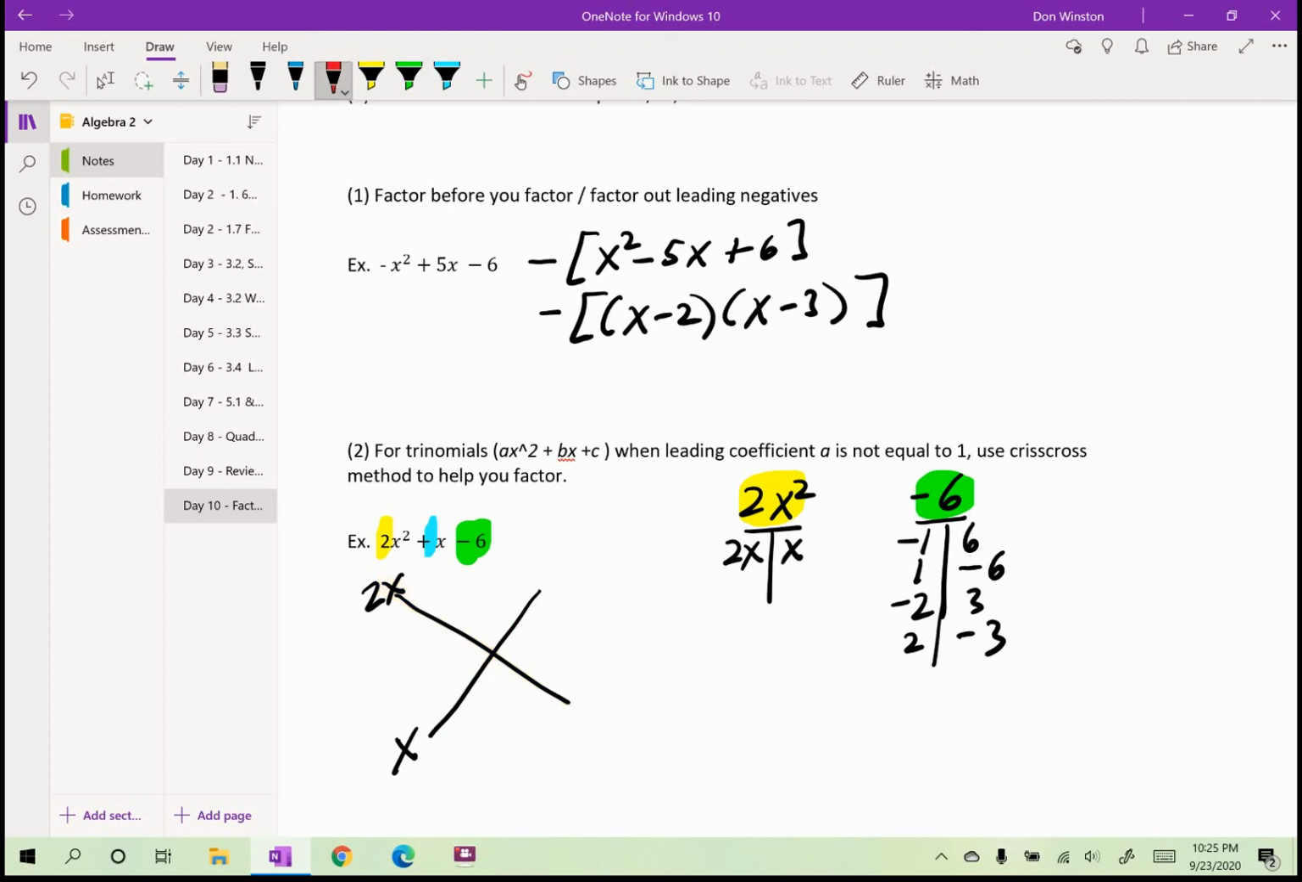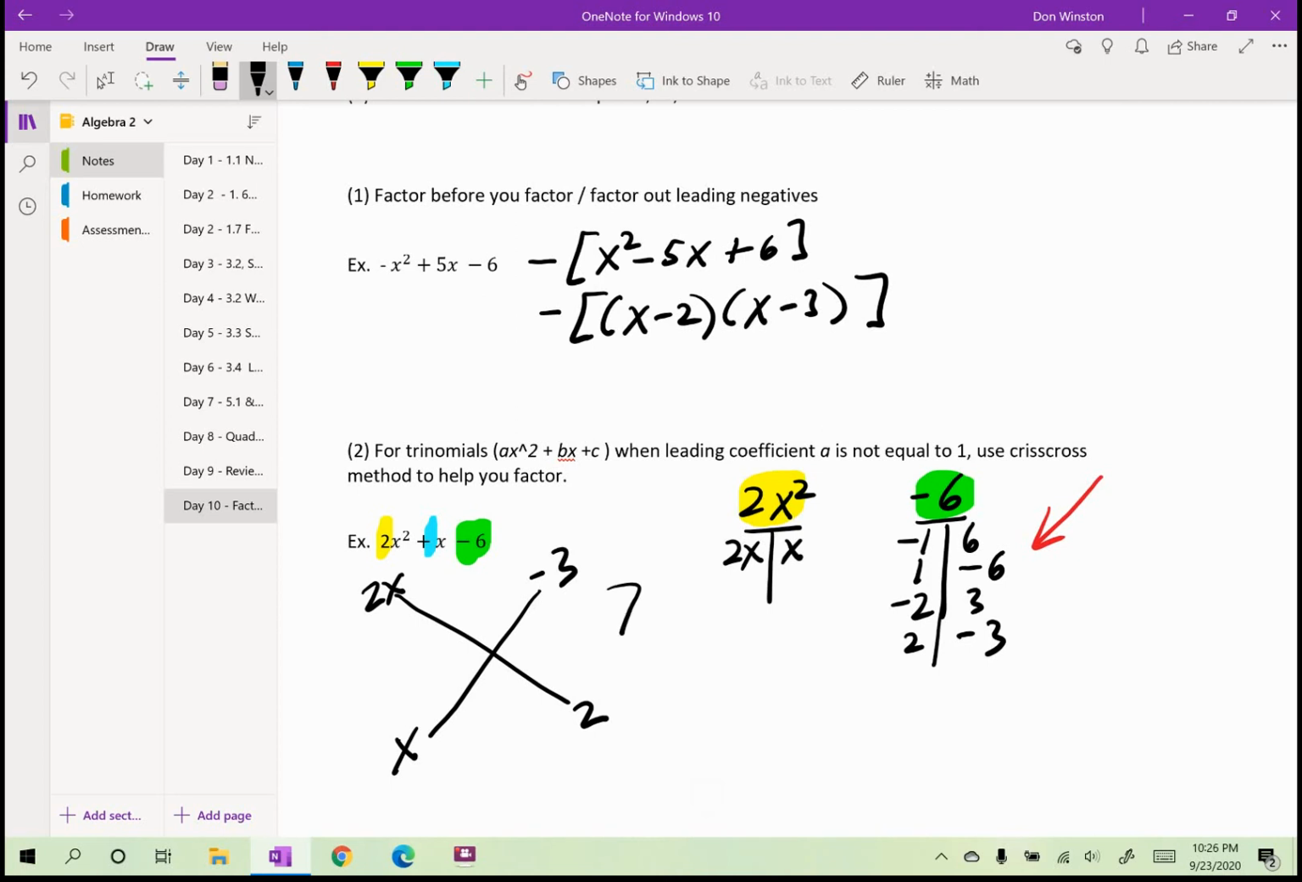So what you're doing is you're looking at factors of negative 6 that when you multiply going across will give you a positive 1. So here I see if I take 2x and I multiply it by 2, that will give me 4x. And then if I take x and multiply it by a negative 3, that will give me negative 3x.